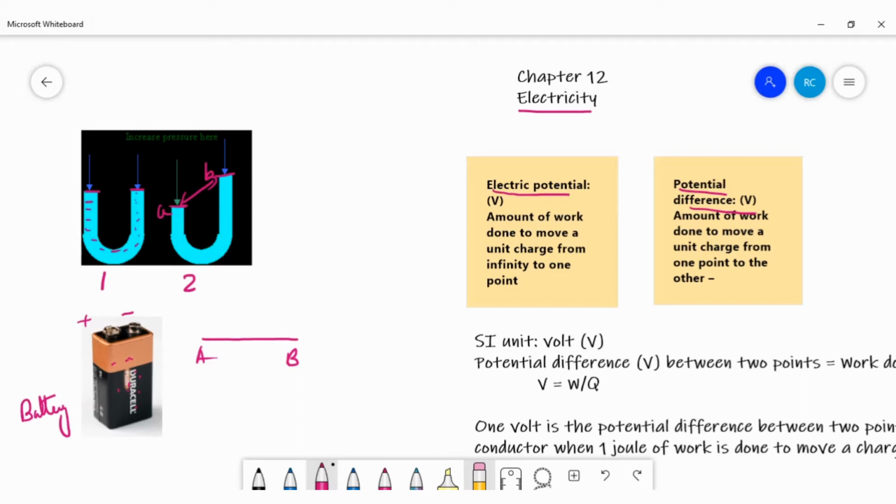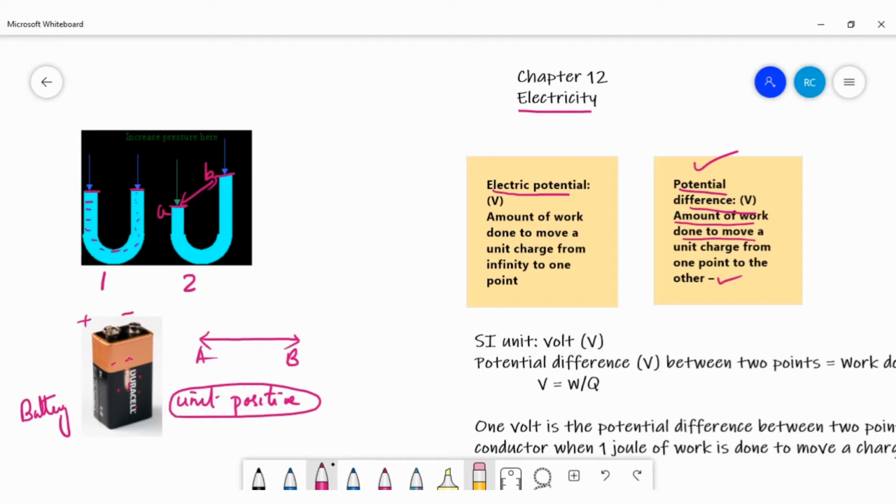So this is the explanation of electric potential and potential difference. If you are connecting this battery to the two ends of the conductor, and we need to move a unit positive charge from one end to the other end, how much work do you have to do? The amount of work done for moving one unit positive charge from one end of the conductor to the other end, this we call the potential difference. So potential difference is the amount of work done to move a unit charge from one point to the other point.